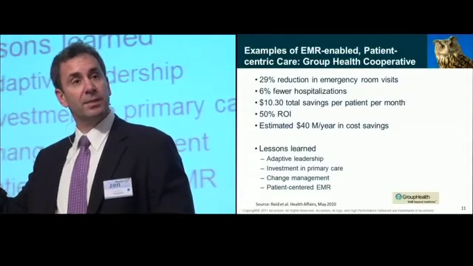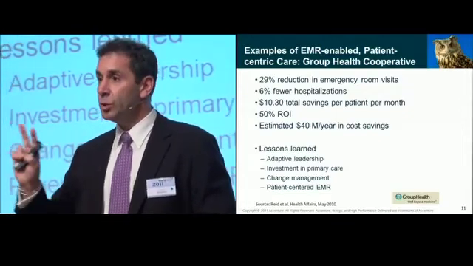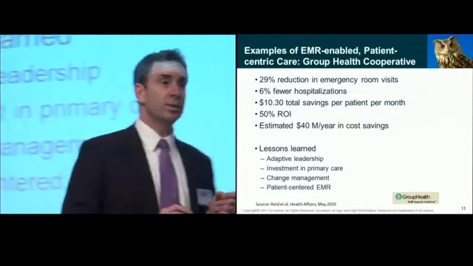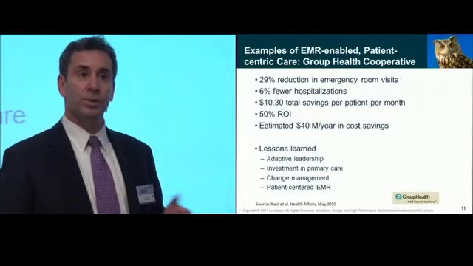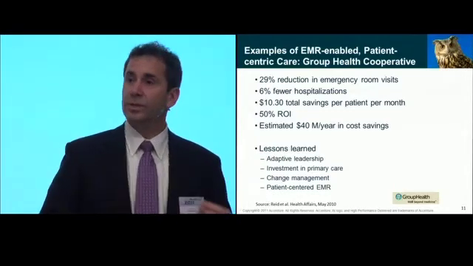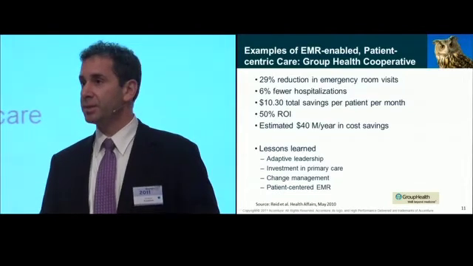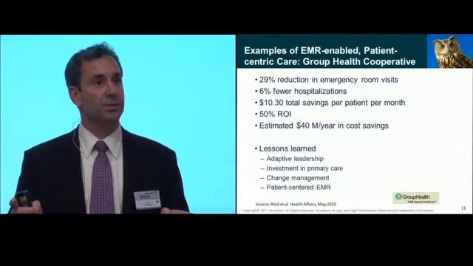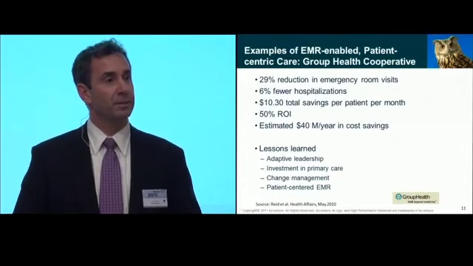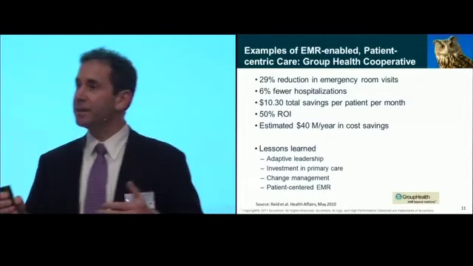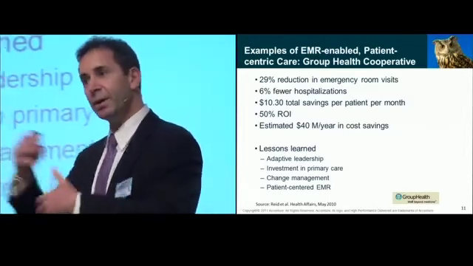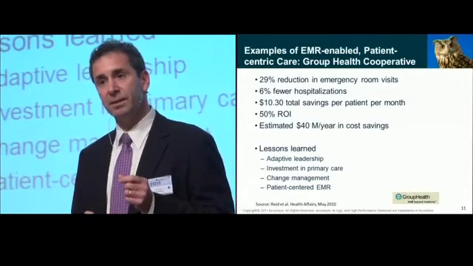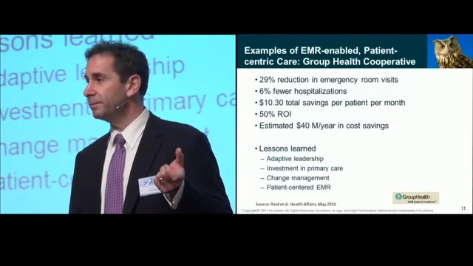They promoted this among their patients. And what you're seeing up on this slide is their results 2 years into the program. 2 years into the program, they had reduced emergency room visits by almost 30%. They had reduced hospitalizations by 6%. They got savings of approximately $40 million over the population that they were serving. And they had a return on their investment. And remember, their investment was hiring more doctors and changing processes. They got a return on investment of 50% just 2 years into the program.